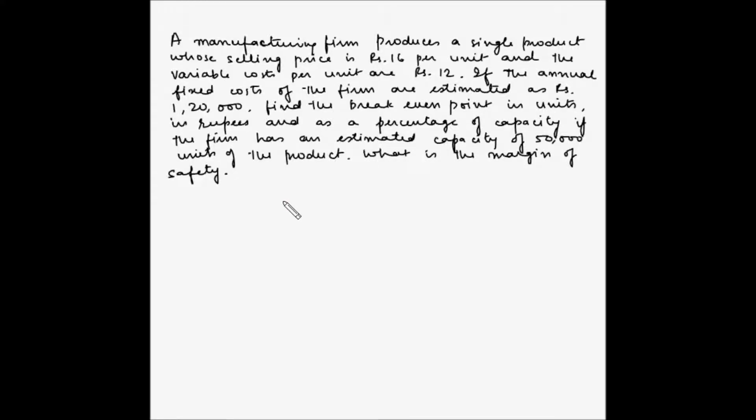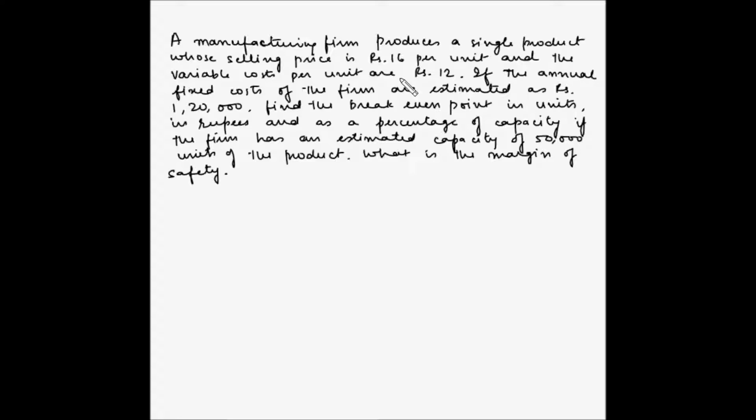Let us look at an example of break-even analysis. A manufacturing firm produces a single product whose selling price is rupees 16 per unit, and the variable cost per unit is rupees 12. So this manufacturing firm is selling their product at rupees 16 per unit, and out of the cost, the variable cost is rupees 12 per unit.